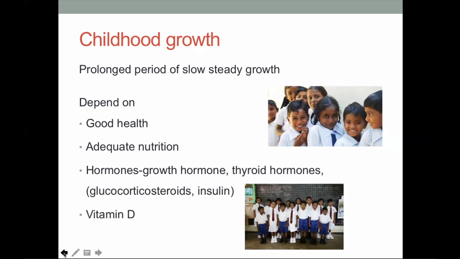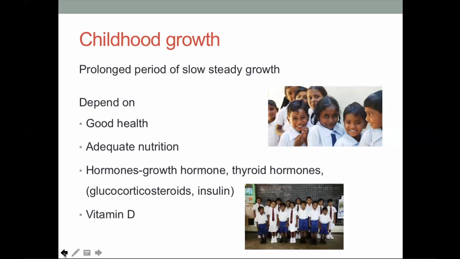If they are insulin deficient, this will mean that they are not absorbing glucose. So there's a lack of nutrition, and there'll be weight loss if a child develops diabetes, for instance. And finally, vitamin D also plays a role in bone growth and bone health.